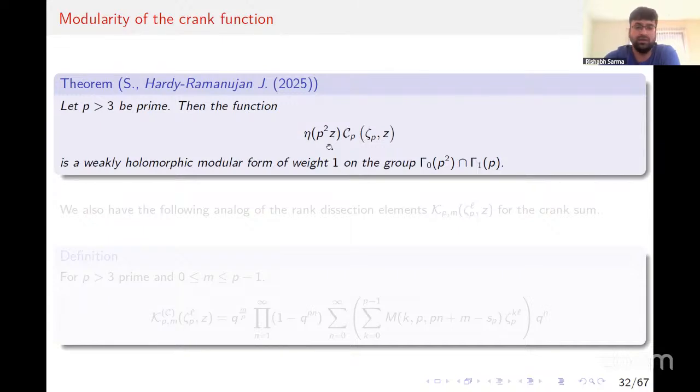There is no bigger reason behind attaching this eta product here. It just helps with the transformation and makes it a modular object of weight 1. This is a weight half, that is weight half, that makes it 1, which is why we have attached that there.